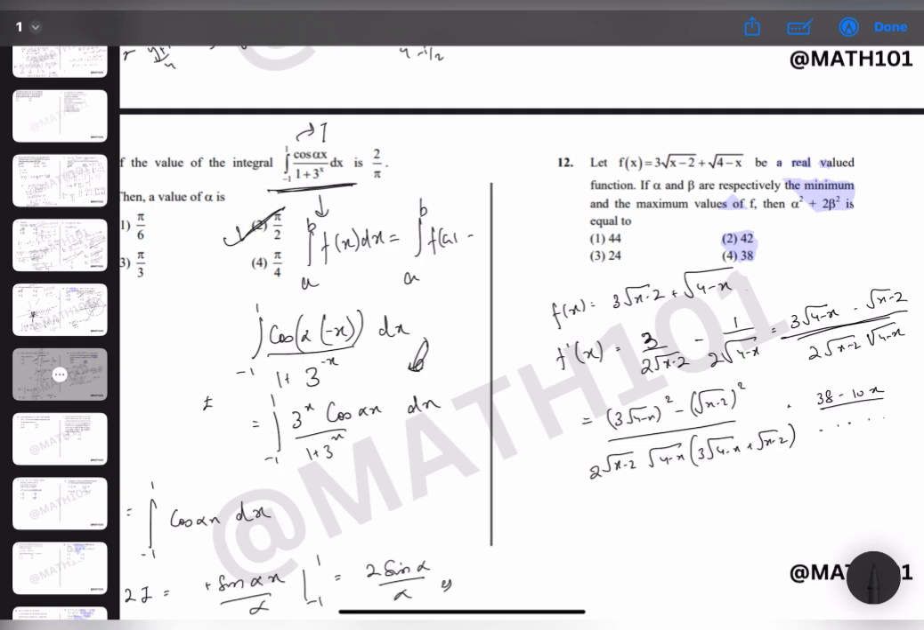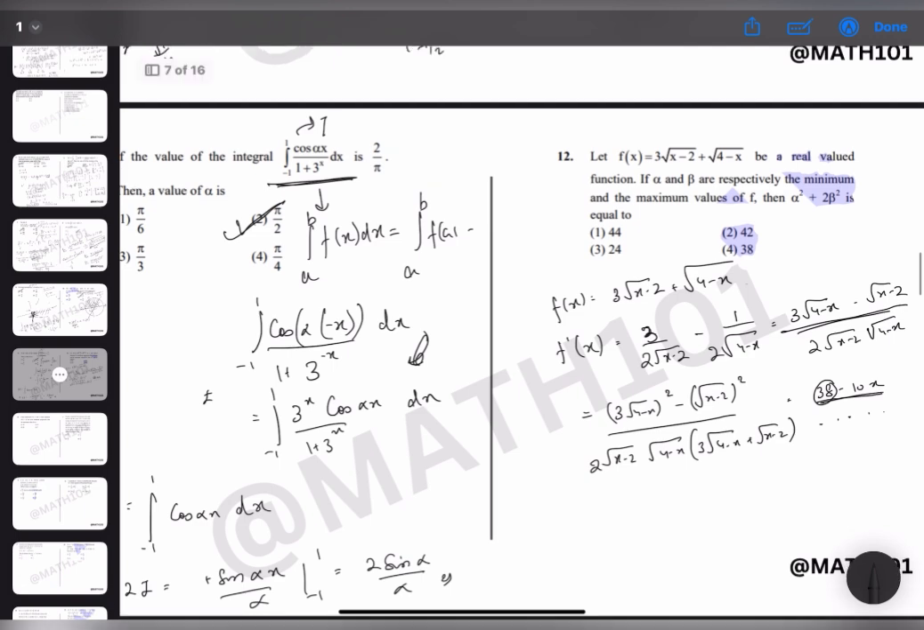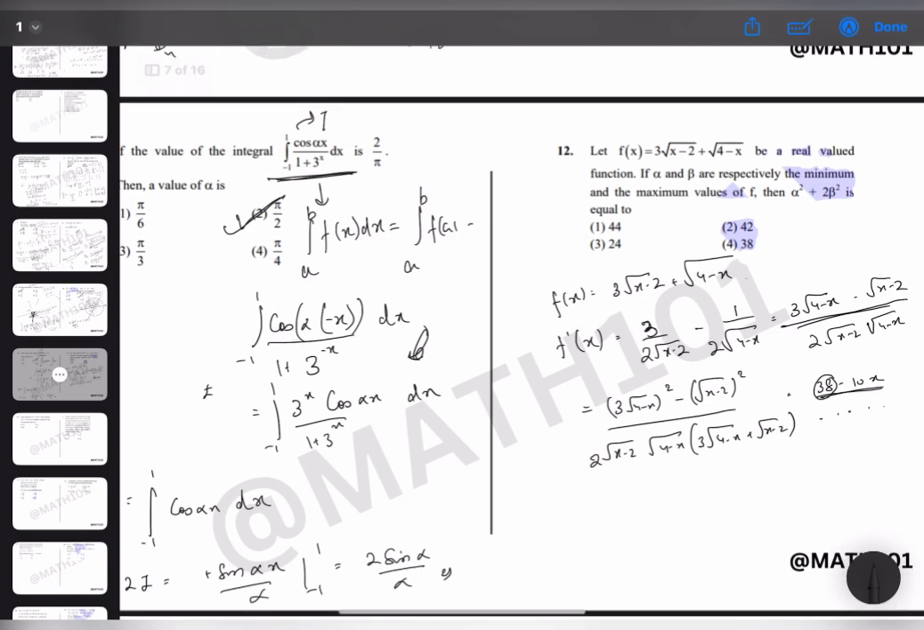So between 2 to 38 by 10, this is positive, so f(x) is increasing, and then it decreases till x equals to 4. So the maximum is at x equals to 38 by 10, and the minimum would be either at x equals to 2 or x equals to 4. So we'll check quickly, and we see f(2) equals to root 2 and f(4) equals to 3 root 2. So minimum is root 2. So alpha is root 2.